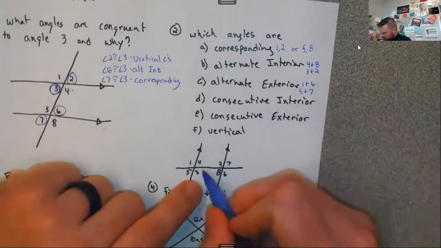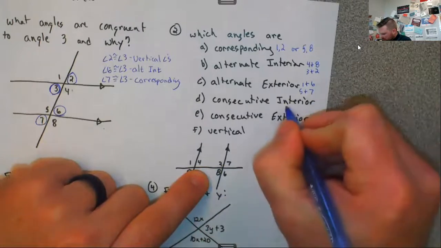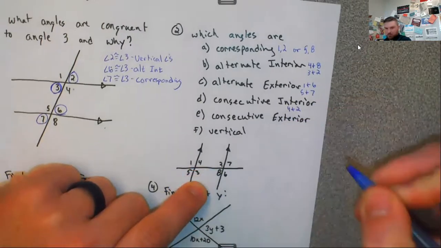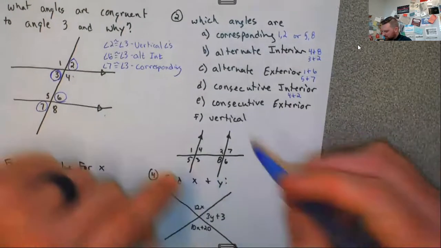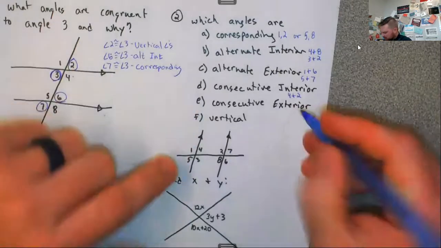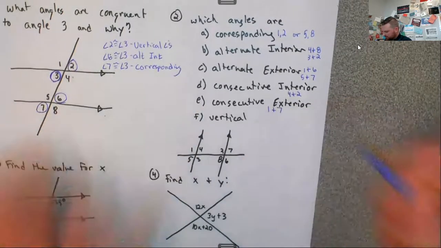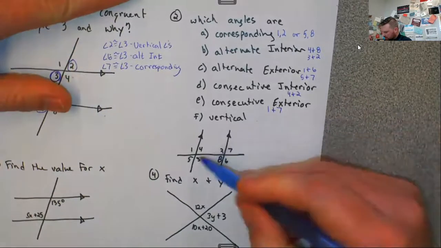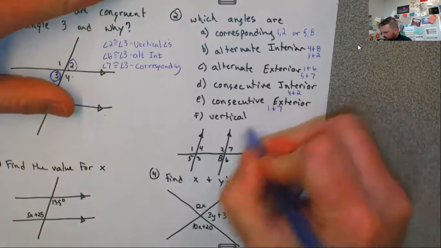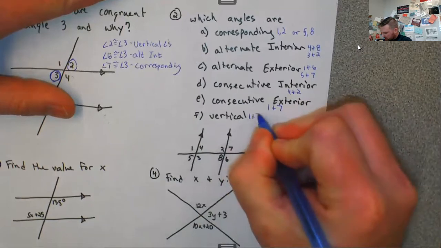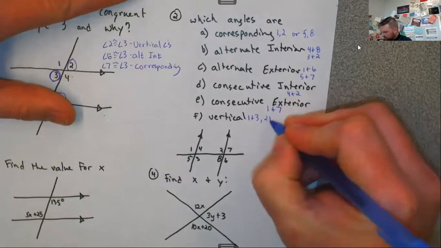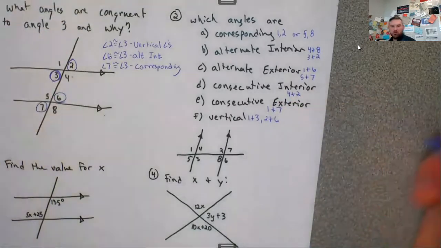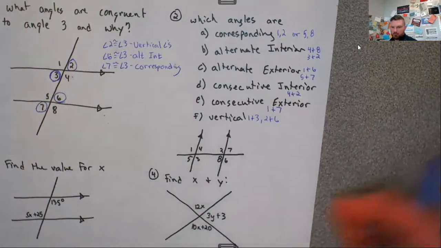Consecutive interior. So same side on the inside. That would be 4 and 2 and 3 and 8, which I'm not going to write down. Consecutive exterior. So on the outside of your 2 lines on the same side. So 1 and 7. You've got a couple vertical angles. You actually got 4 options here. So we could go 1 and 3, 4 and 5, 2 and 6, 7 and 8. I'll just write down a couple there. Again, you may not need to know them all, but there are multiple ones there.